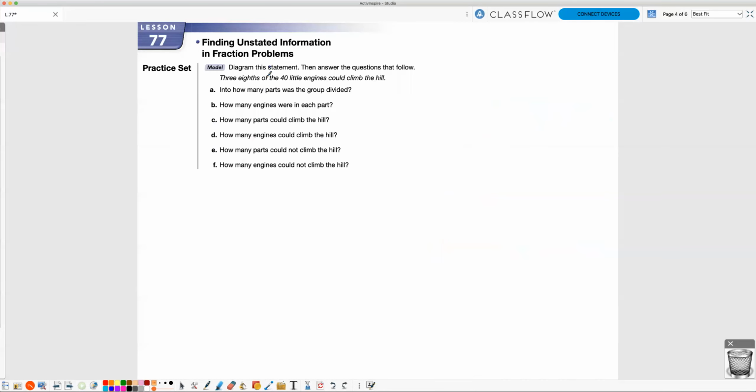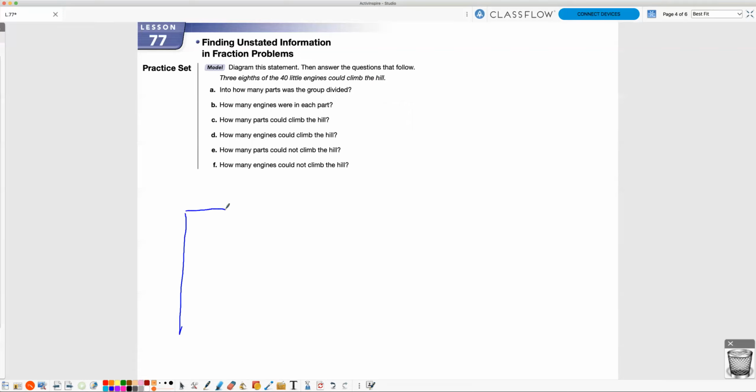All right, let's try another one here. So this is your practice set. I'd like you to answer these questions. Letter A. First of all, I'll start off by diagramming this for you. If we have 3/8 of the 40 little engines that could climb the hill, we're going to answer some questions using the diagram. So let's just break it down.